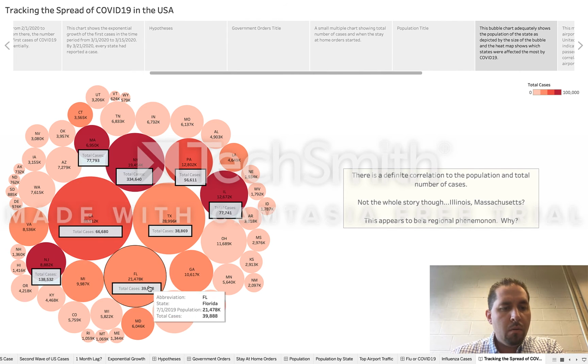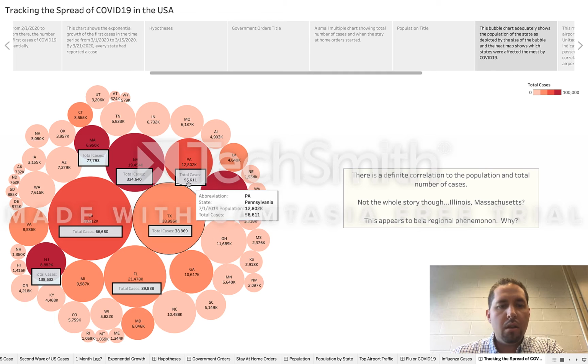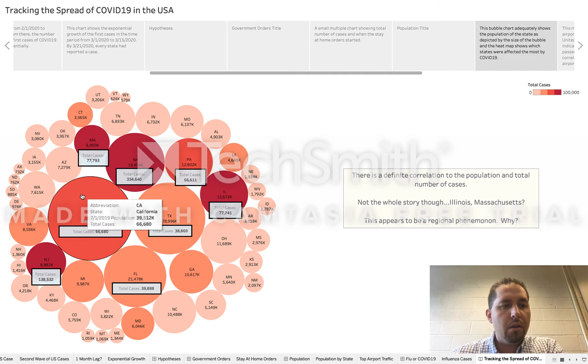So when I laid it out this way, this was surprising, and now it's starting to look a little more regional to me. Is there a regional phenomenon going on here in terms of how the state's population or how the spread of COVID-19 was tracking through the continent?